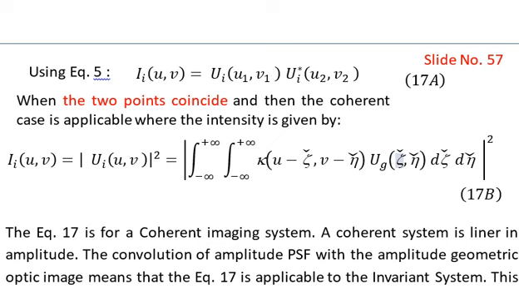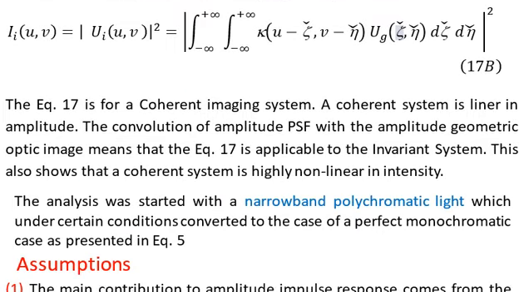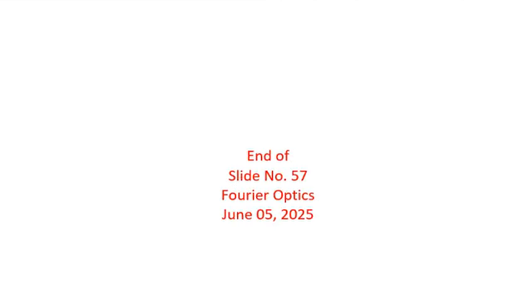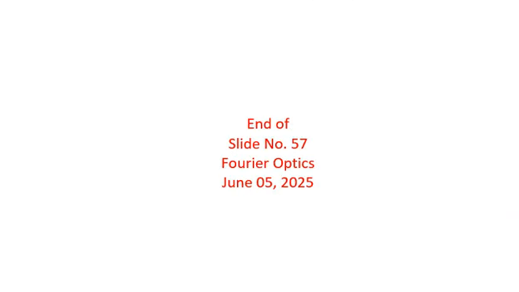Looking at this expression, that is the unity power of ug and kappa within the integral, we can say that over amplitudes, a coherent system is highly linear in amplitudes. Looking at the absolute square, we can say that intensities are highly nonlinear, even for the coherent imaging system. So this is all we wanted to explain. This is the end of slide number 57.